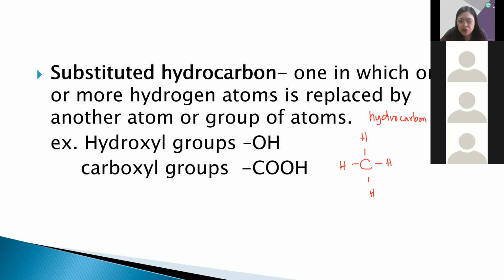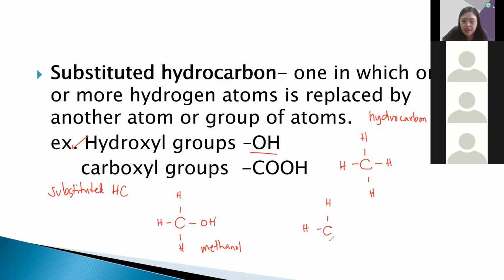But if it is a substituted hydrocarbon, so like this one, instead of having 4 hydrogen, 1 hydrogen will be substituted by an atom or a group of atoms. An example of a group of atoms is the hydroxyl group. So you will place here OH instead of the H. This one is now a substituted hydrocarbon. So this is actually your methanol. Methanol is an alcohol. It contains OH. Pag it contains OH, it's an alcohol. So alcohol is a substituted hydrocarbon.